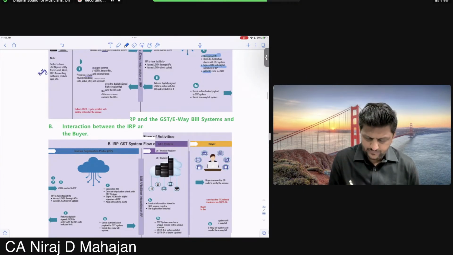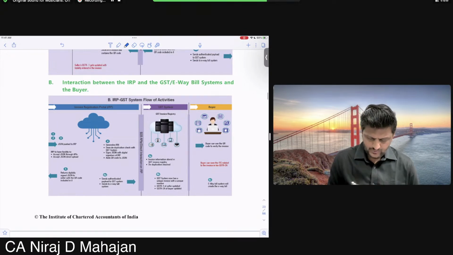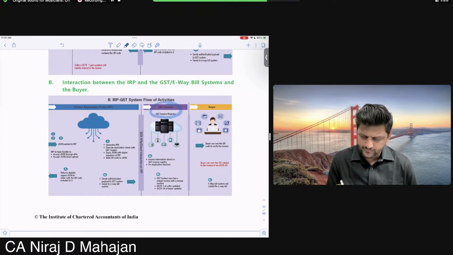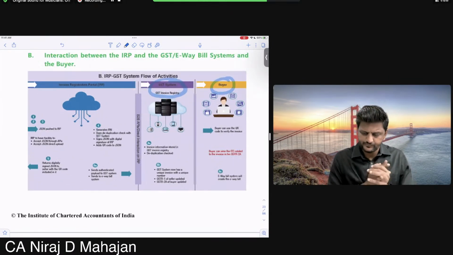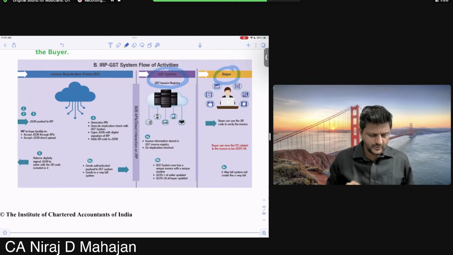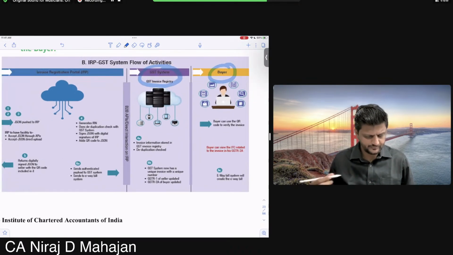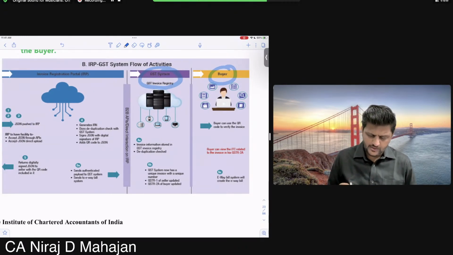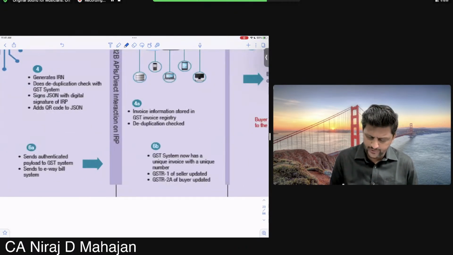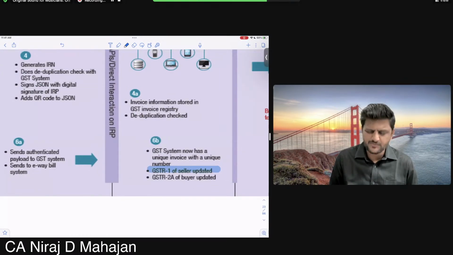Now the GST system and your buyers. But your buyers, for ITC, okay? So nothing great over here. GSTR-1 of the seller is updated. GSTR-2 is for inwards right now, just keep that in mind. Inward of the buyer is updated. Okay?